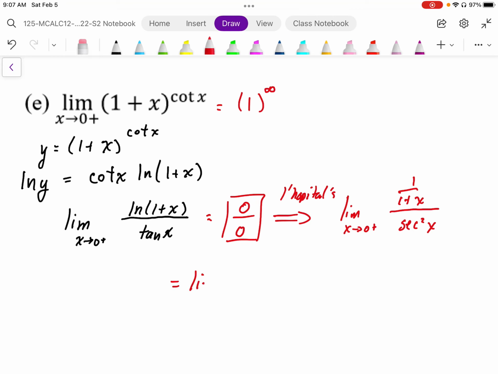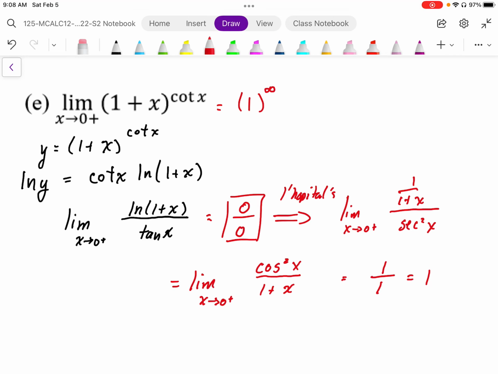I need to make sure I keep my limit notation. The limit as x goes to 0 from the positive side, that expression now becomes cos squared in the numerator over 1 plus x in the denominator. As I plug that in, I'm not going to have a form that I can't use, so I'm going to end up with cosine of 0 is 1, 1 squared is 1, and then 1 plus 0 is 1, so the limit is equal to 1.